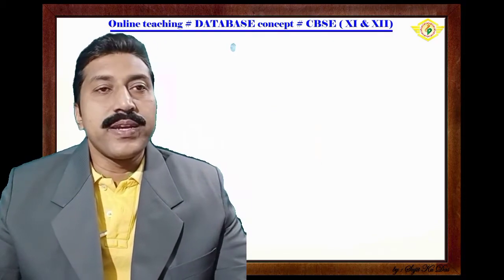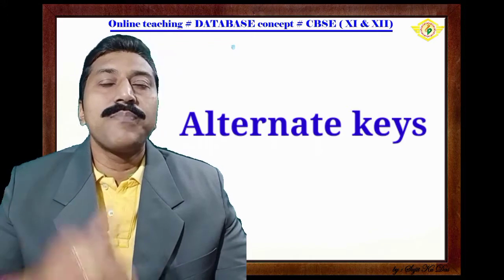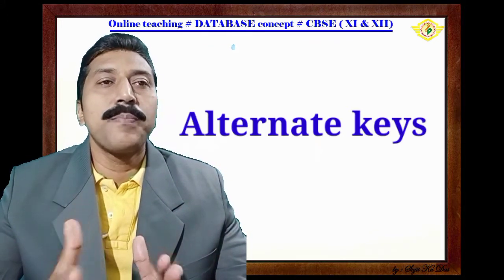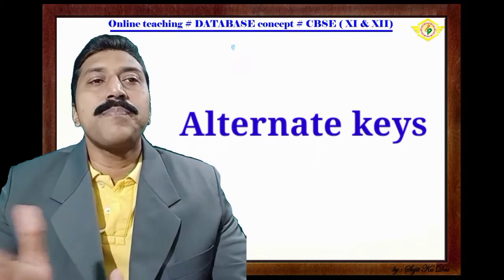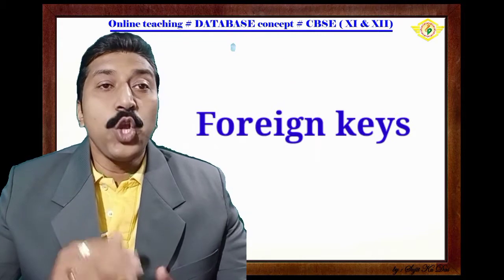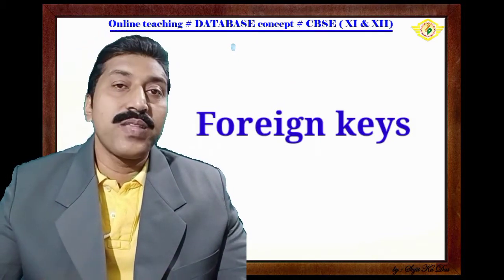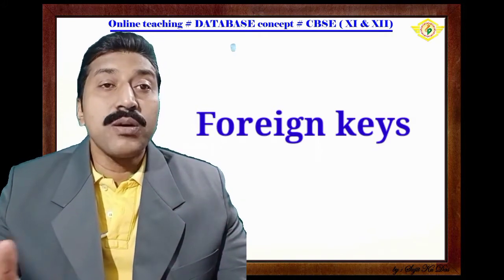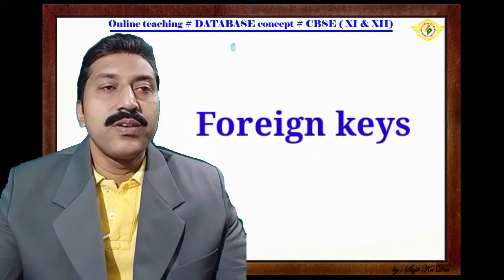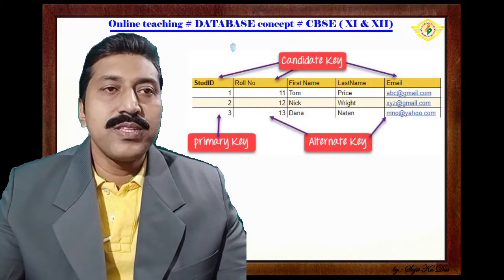And next is the alternate key. A candidate key that is not the primary key is called the alternate key. Suppose those candidate keys other than the primary key are known as the alternate keys. Foreign key. A non-key attribute whose values are derived from the primary key of some other table is known as the foreign key in its current table. So these are some database keys we are discussing. So you remember these things.